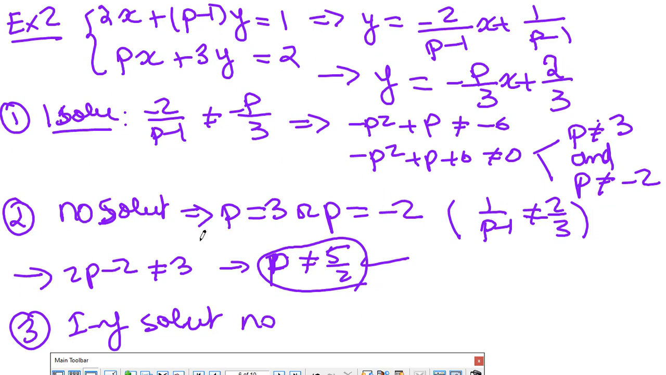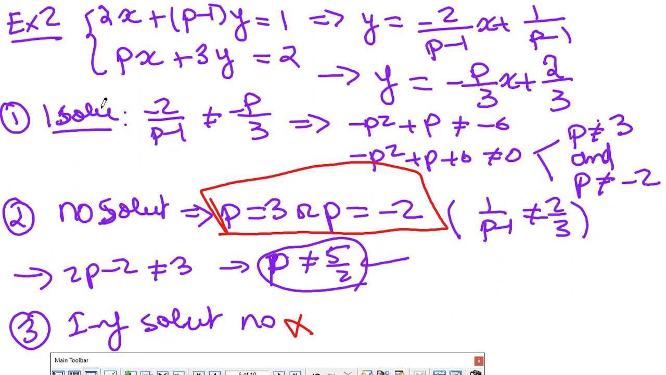Can I have, sorry, the case of infinite solutions? To have infinite solutions, I should have the same y-intercept and the same slope. To have the same slope, I can have one of those two values, and to have the same y-intercept, p should be equal to 5/2. Can I have at the same time p equal to 3 and 5/2, or p equal to -2 and 5/2? No, I cannot have it. So it means infinite solutions doesn't exist. I don't have the case.